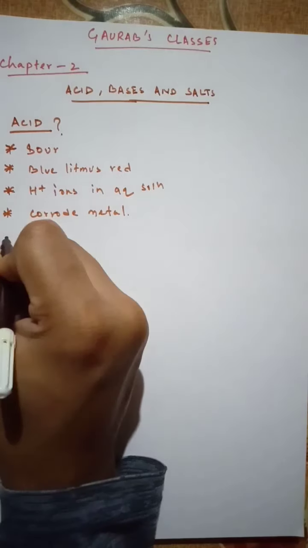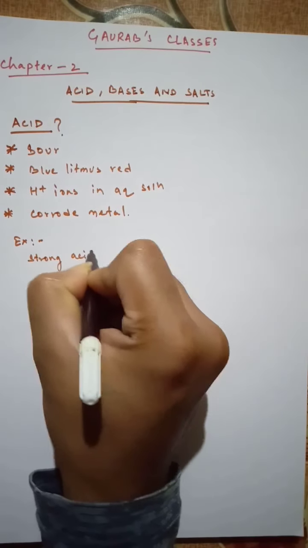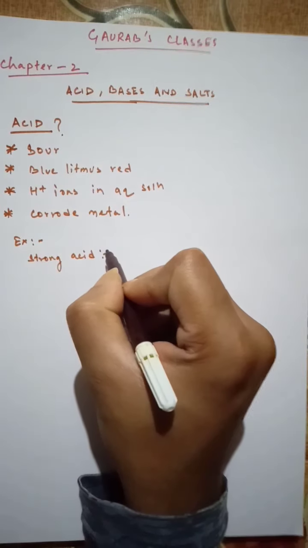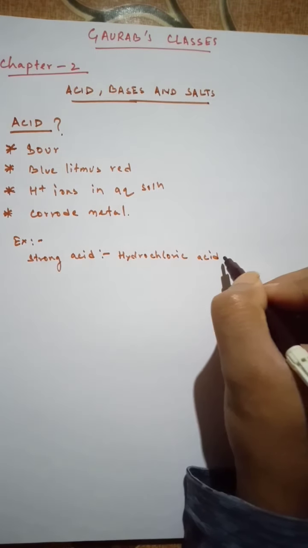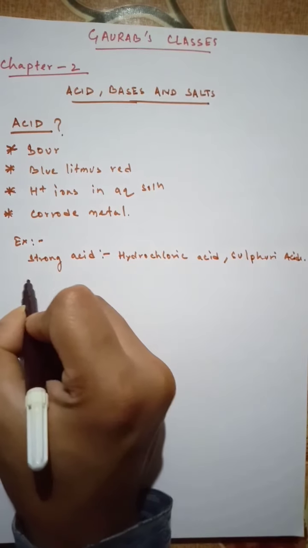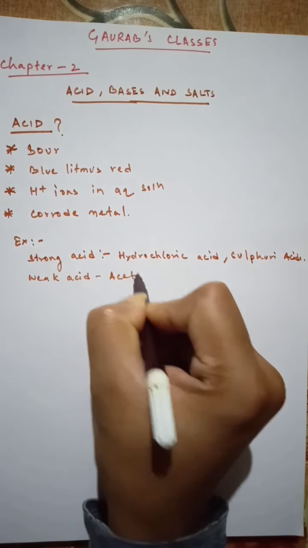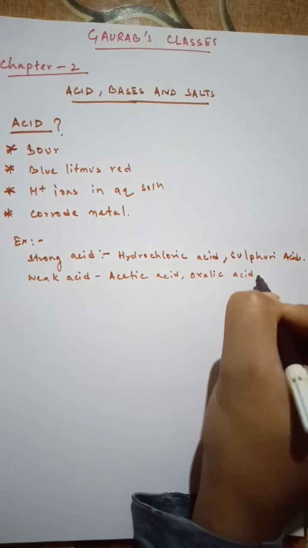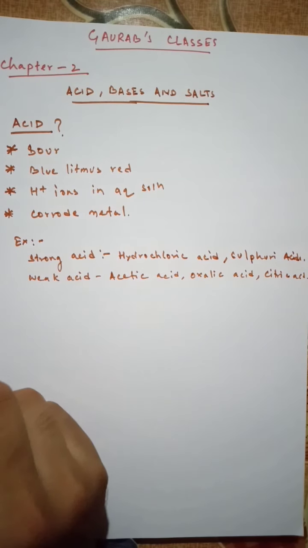Now if we see some examples of acids, there are many acids. I will give you some examples. In strong acids, there are hydrochloric acid, sulfuric acid, and so on. In weak acids, there can be acetic acid, oxalic acid, citric acid, and many more.